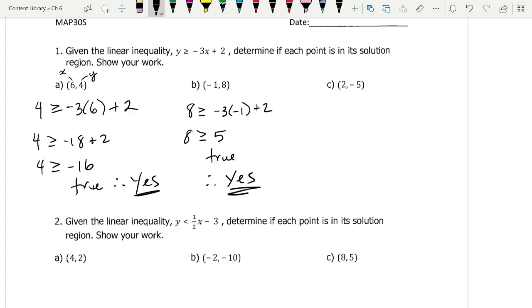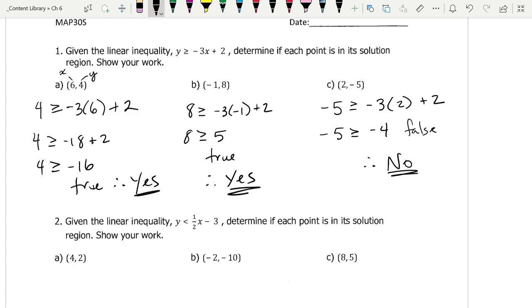I'm going too fast? Okay, I'll slow down a bit. So let's try the next one. If y is negative 5 and x is 2, do I have a true statement? Is negative 5 greater than or equal to negative 4? What do you think of that one? That one's false. Therefore, no. This point would not be in the region if I graph that region.